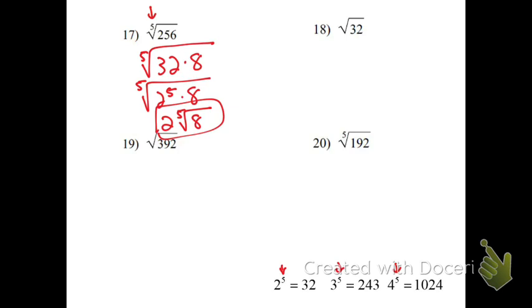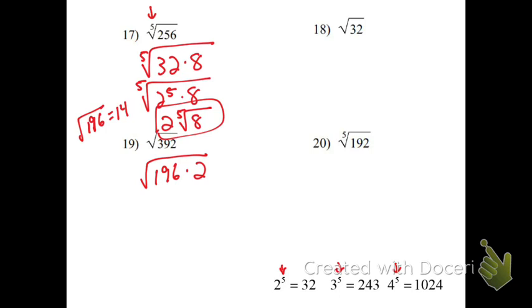Now, I'm going to use a little trick here. 392 is the same thing as 196 times 2. Now, the square root of 196 is 14. So, just trying to help you out there. On number 19, you can finish that on your own, along with number 18, which may or may not have been done previously.